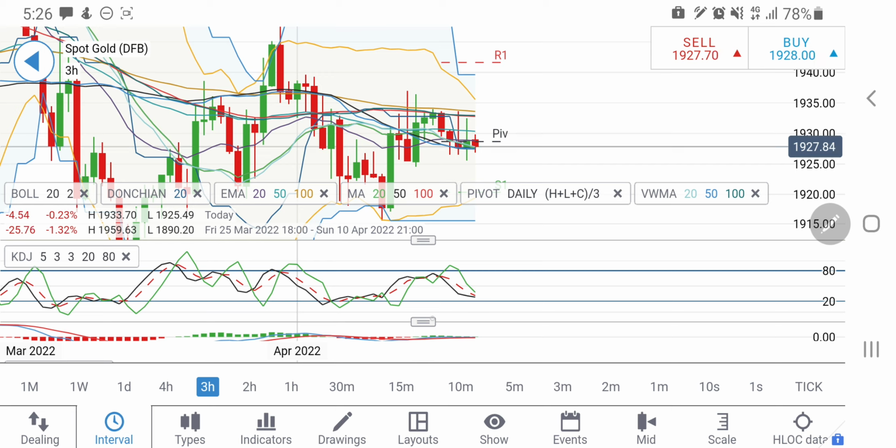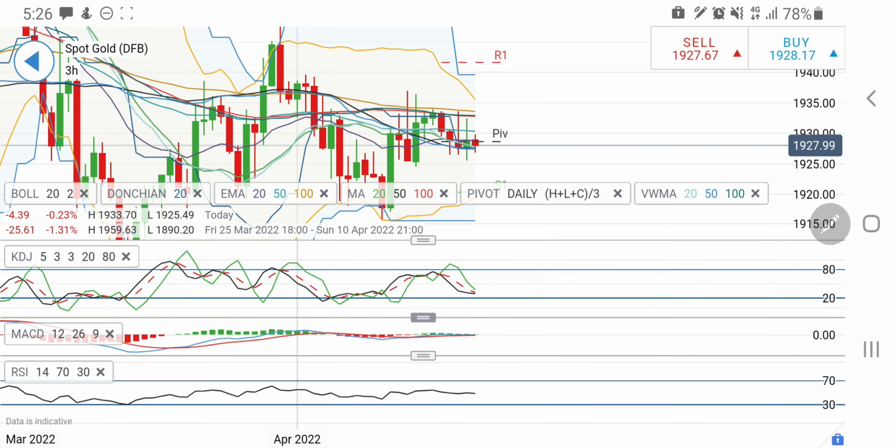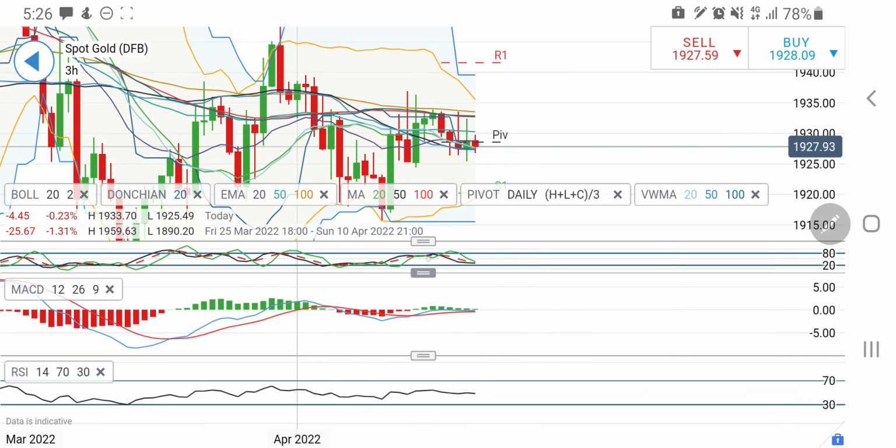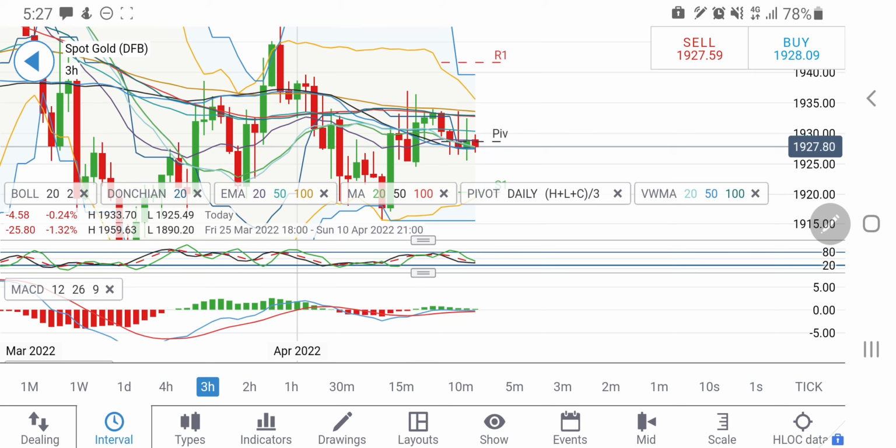Any drop below 1925, one can go short. Stochastic is looking downwards but near oversold, and hence we can also expect a rise here. But at the same time, the reversal is only confirmed beyond 1935, 1936 levels.